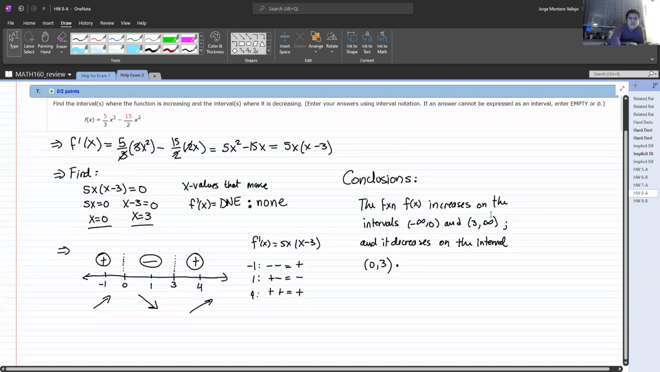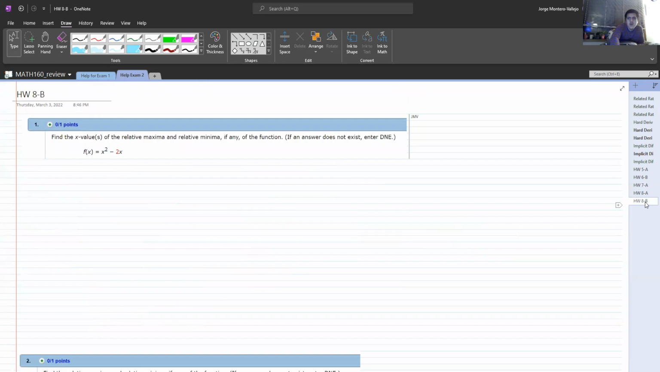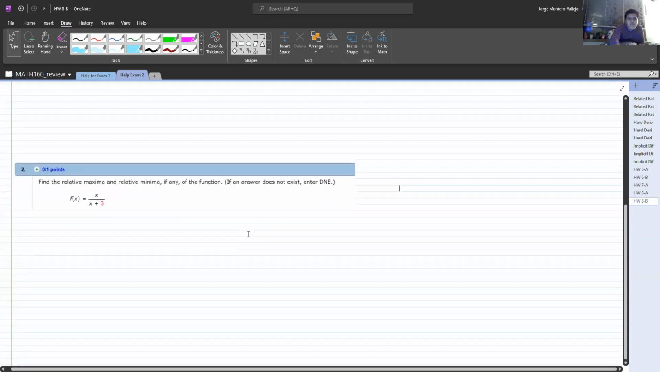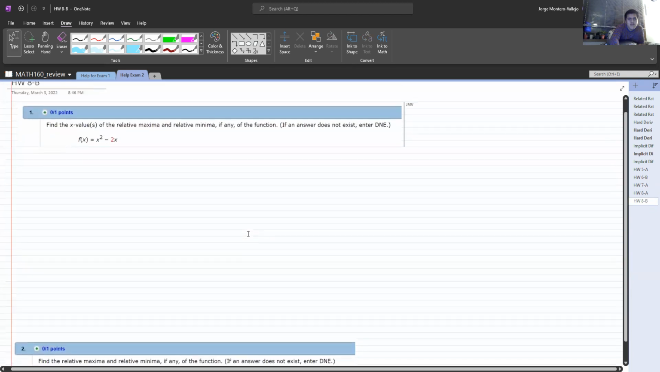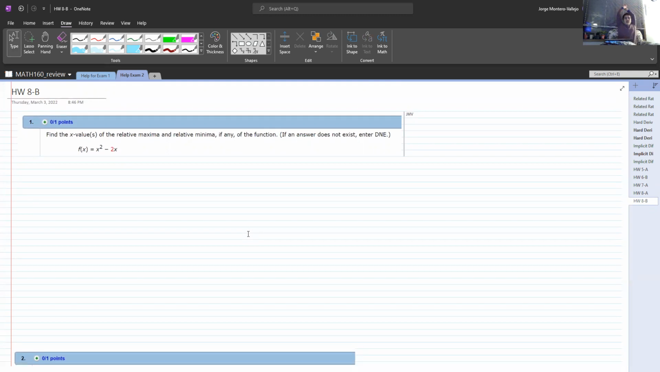Yes. All right. So that's the answer for that problem. Okay. Now homework 8B. I chose 2 problems. In the first one, we are going to find the relative maxima and minima of the function. And for this, we are going to follow the strategy established by the first derivative test.